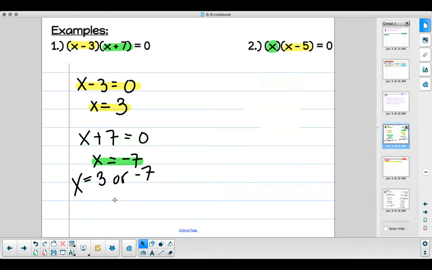And again, as I mentioned on the previous slide, the axis of symmetry then is halfway between these two points. So what you can actually do is 3 plus negative 7, which is negative 4, and then divide by 2. So the axis of symmetry is at the line x equals negative 2.